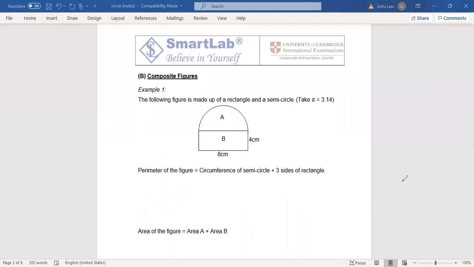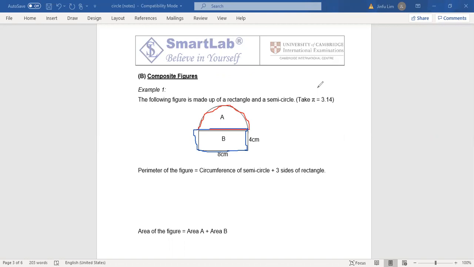Okay, let us take a look at this composite figure. This composite figure is made out of two shapes. It's made out of a semicircle, and a rectangle below. So in this case, we will go ahead and find the perimeter of this figure.